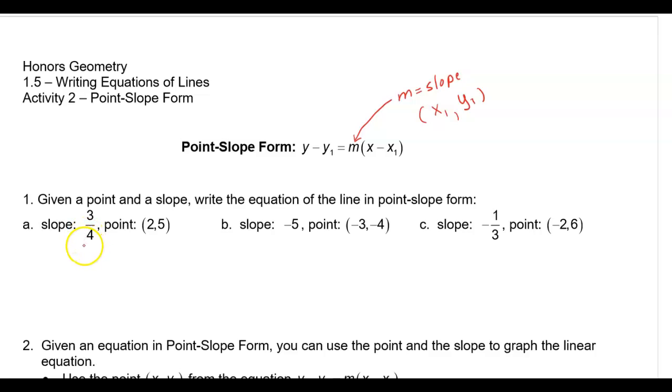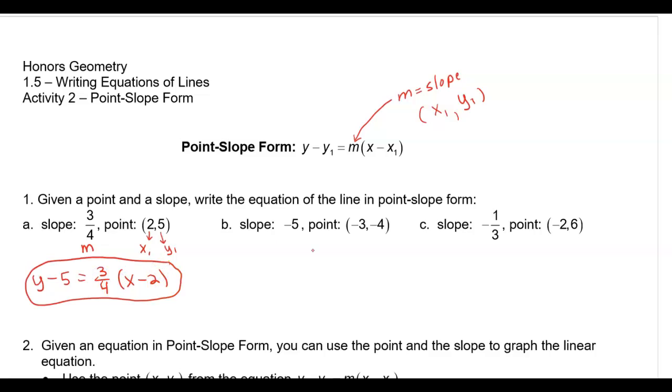The slope is 3/4. So I'm going to put 3/4 in place of m. I'm going to put 2 in place of x sub 1, and I'll put 5 in place of y sub 1. So the equation will look like this. y minus 5 equals 3/4 times (x minus 2).